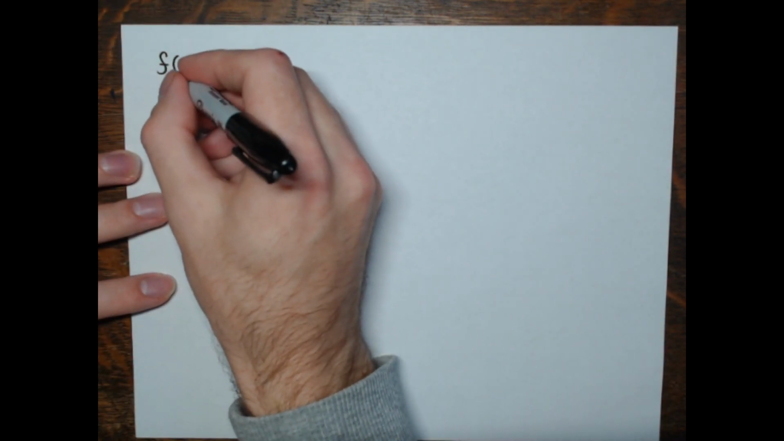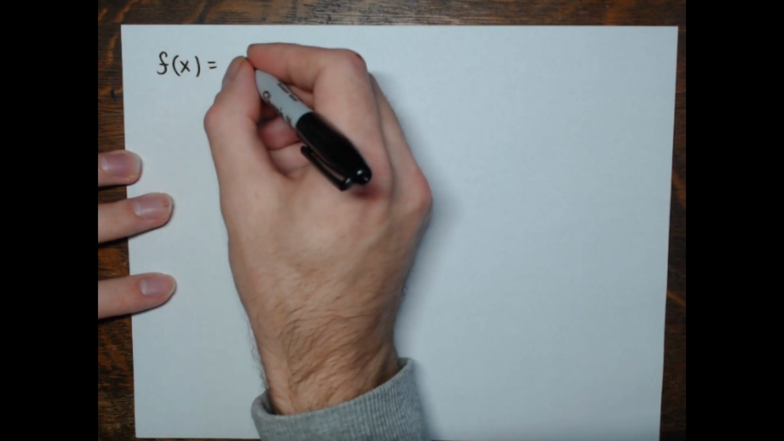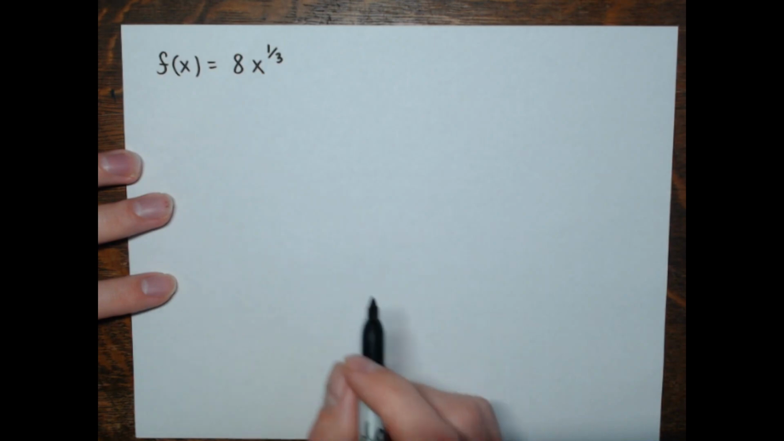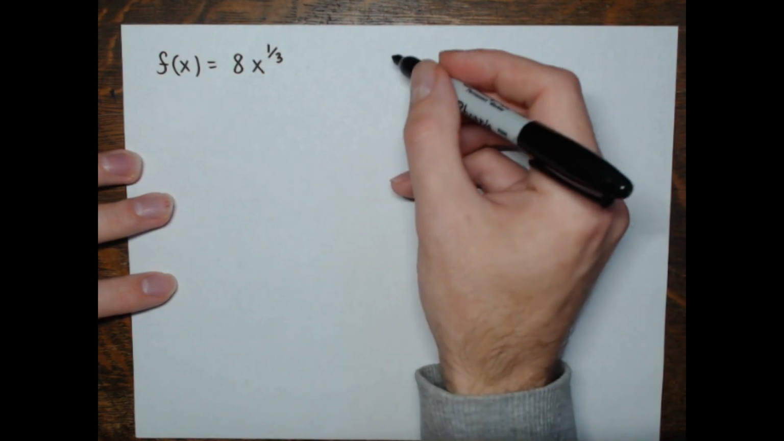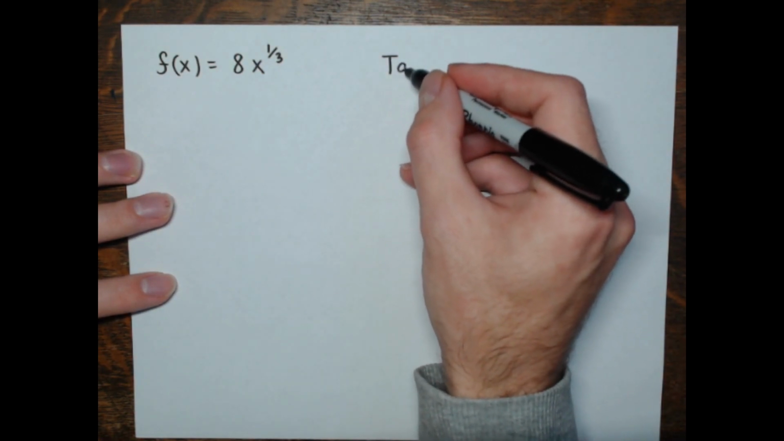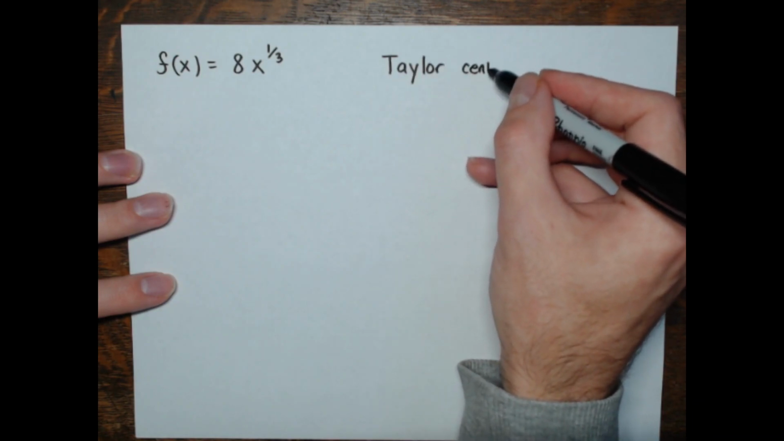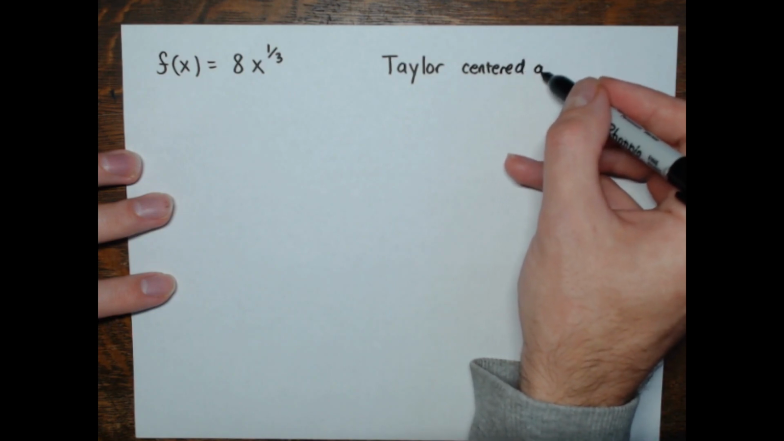So the function we're given, right, f of x is 8 times x to the 1/3 power, or 8 times the cube root of x. And we're asked to do a Taylor polynomial to approximate this, but centered at x equals 6.